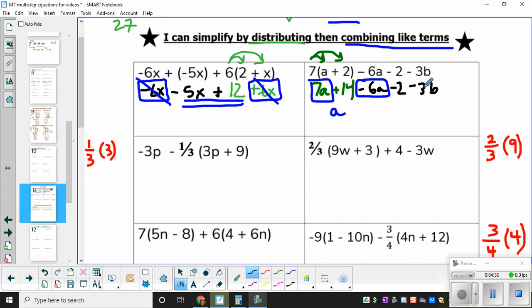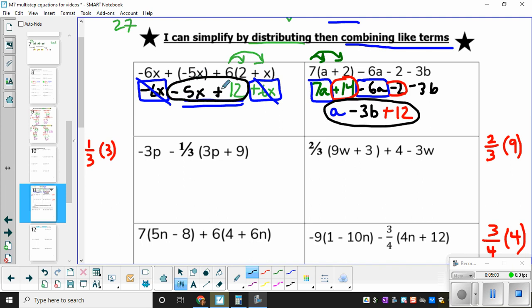Now there's nothing here with this minus 3b. There's no other b's, so I'm just going to put minus 3b. And I do have some constants here. So I've got a 14, and now I'm going to take away 2. And 14 minus 2 is 12, and since it's a positive 12, I'm going to put a plus 12. So a minus 3b plus 12 would be what this thing simplifies to.